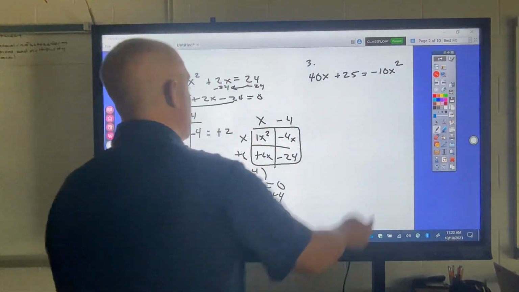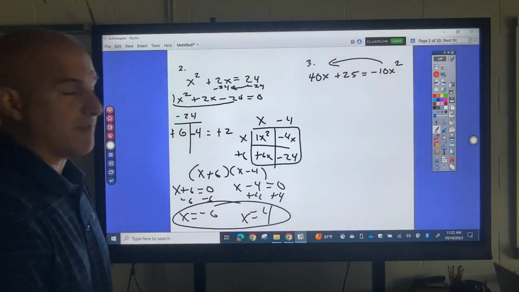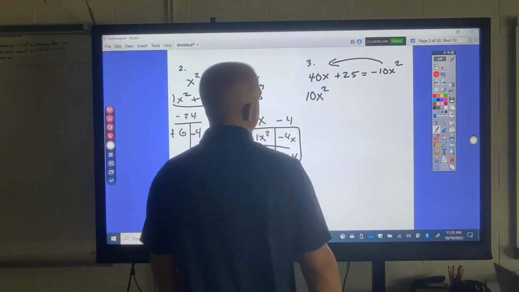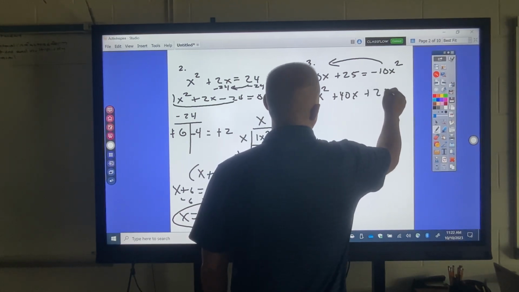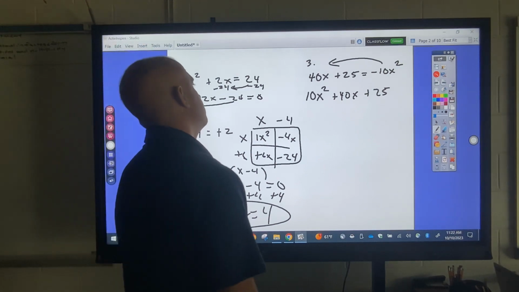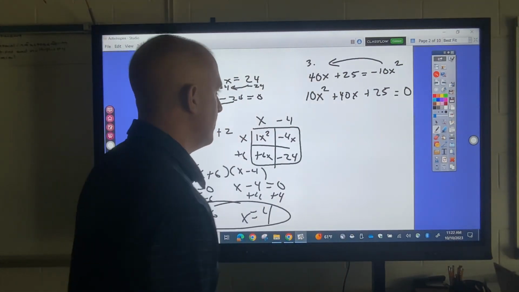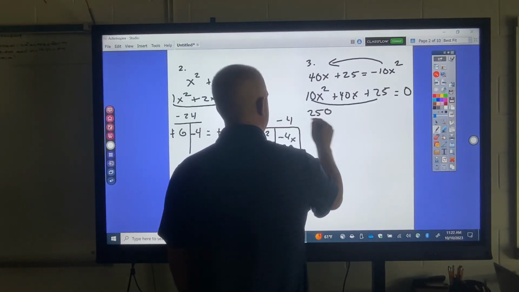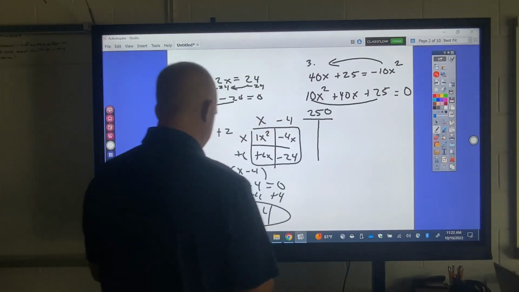In this one, I want to try to avoid the negative x squared thing if I can. So if I bring that back, that's going to be 10x squared, positive 40x, positive 25, equals 0. I want this times this to be 250. I don't know if this will actually work out. Maybe I gave you one that's not factorable.